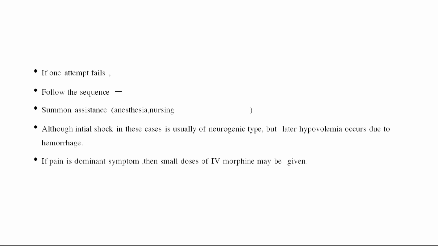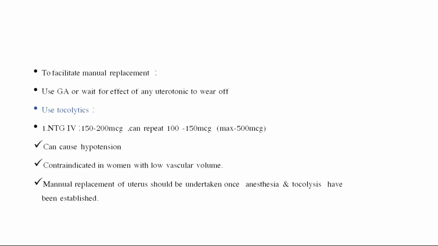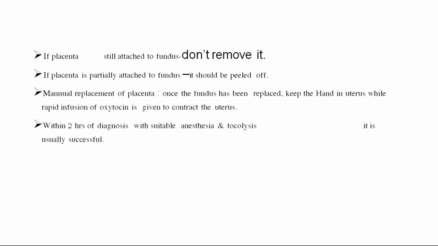And if there is hemorrhage, we have to start an IV line. If pain is the dominant symptom, we can give sedation also to that patient. Under general anesthesia, we will try to replace it into the uterine cavity. Prophylactic antibiotics you can use. If the placenta is attached to the fundus, don't remove it, try to replace the fundus in position. Sometimes some people will remove the placenta, then only they will replace it.